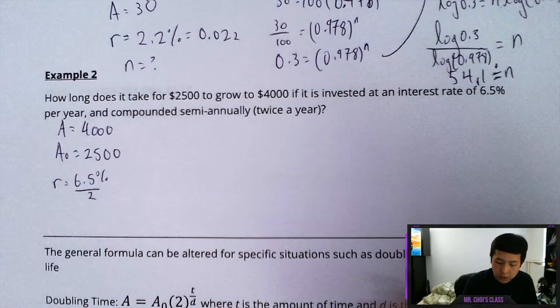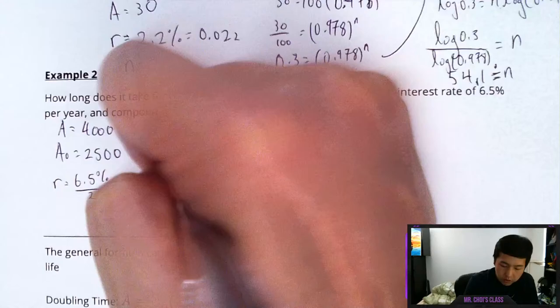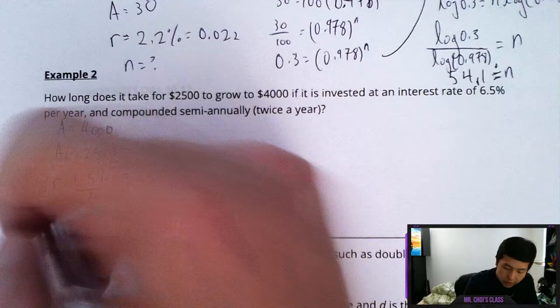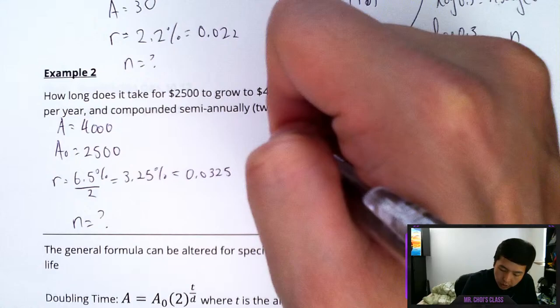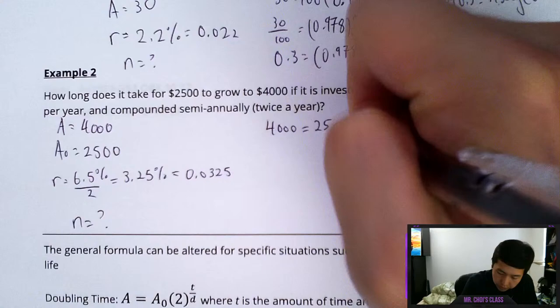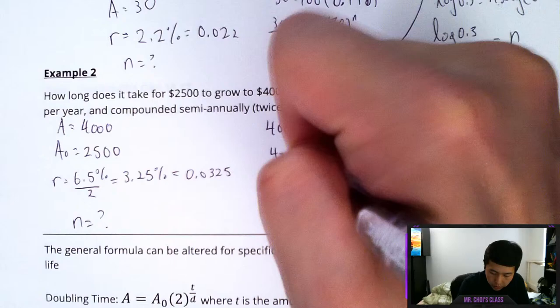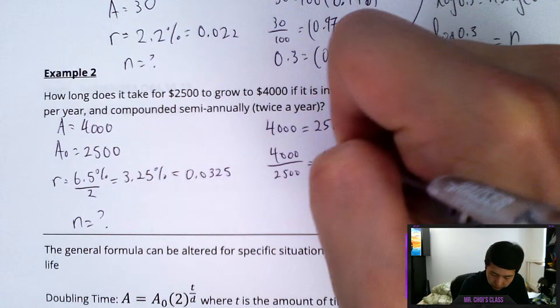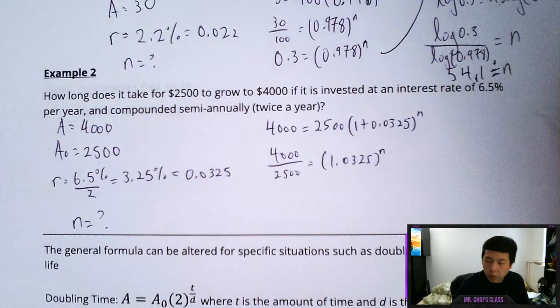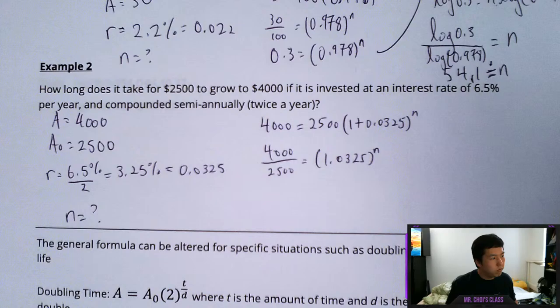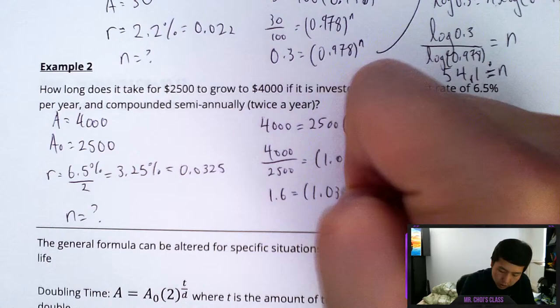So we're actually going to get 3.25%, and so that's 0.0325. Okay. So if you did not divide by 2, you would have gotten a different answer. We're trying to solve for n, and so we can plug it into our equation. 4,000 is equal to 2,500, and then 1 plus 0.0325 to the power of n. So we're going to get 4,000 divided by 2,500 is equal to 1.0325 to the power of n. So dividing that out is going to give us 1.6 is equal to 1.0325 to the power of n.